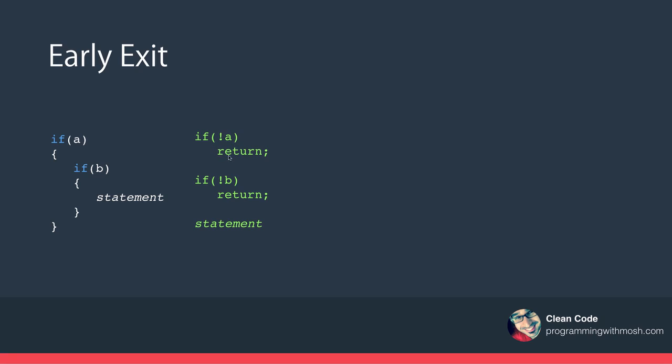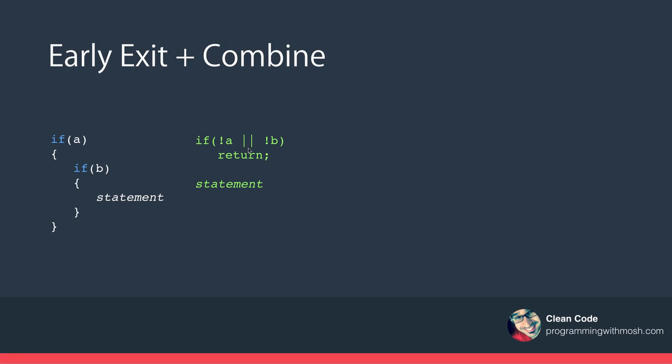So if A is false, we immediately return from that method. And if B is false, also we immediately return. If we get to this point, that means both A and B are true. Now here we can combine the early exit technique with the combine technique. So in this case, if either A is false or B is false, we need to return immediately. So we can make this code even smaller, something like this.